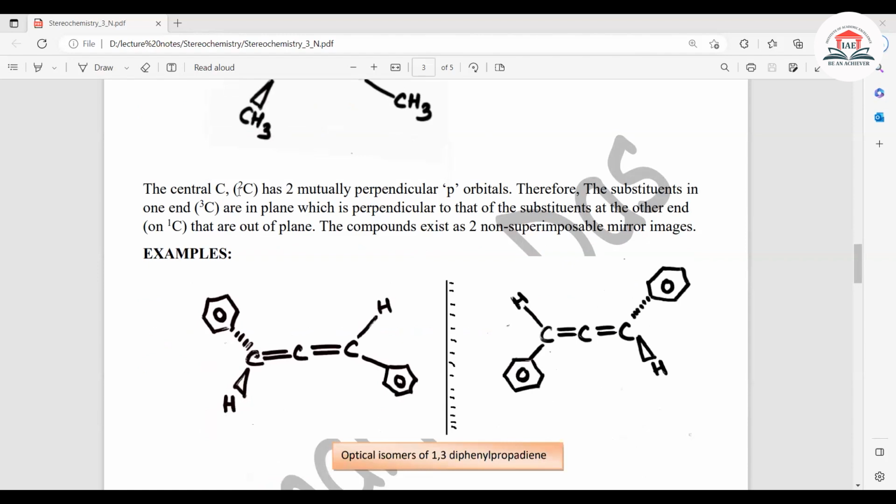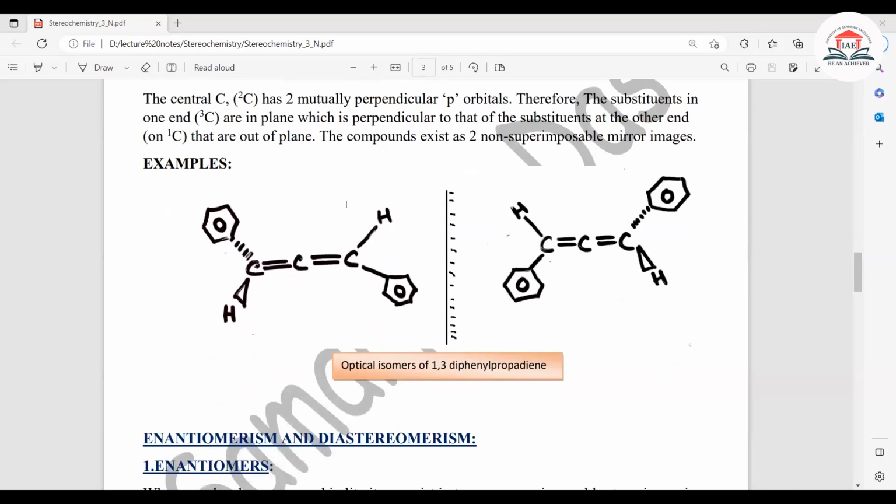So I have written it here. The central carbon has two mutually perpendicular p orbitals. Therefore, the substituents on one end are in a plane which is perpendicular to that of the substituents on the other end. The compound exists as two non-superimposable mirror images.